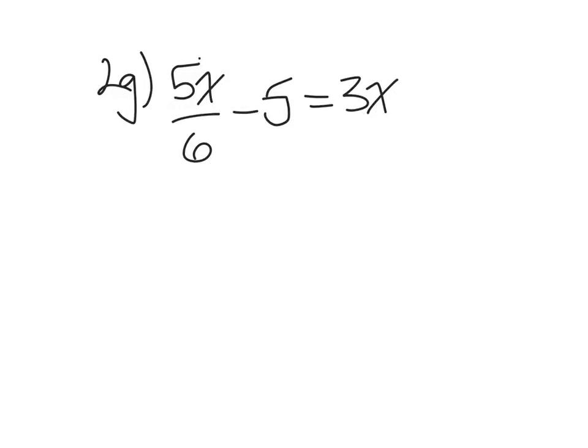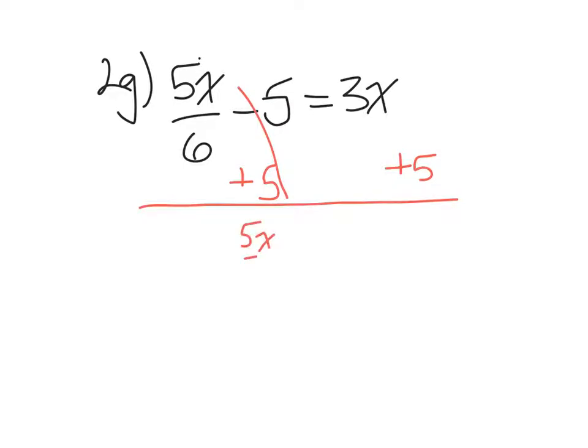Or sorry, negative 5 over to the other side. So I'm going to add 5 to this side, and I'm going to add 5 to this side. That takes care of those two. I'm left with 5x over 6 equals 3x plus 5.